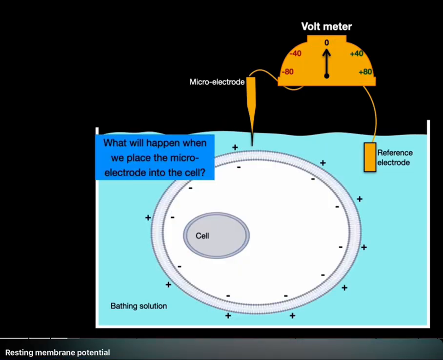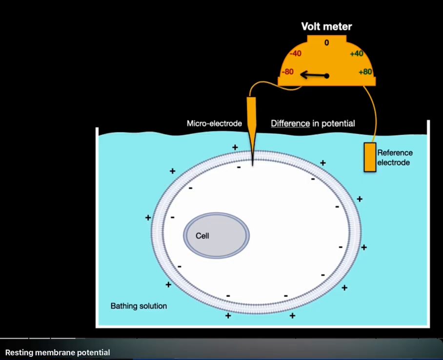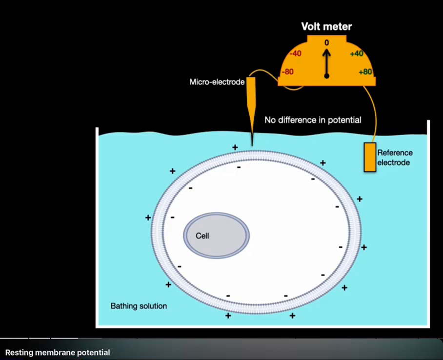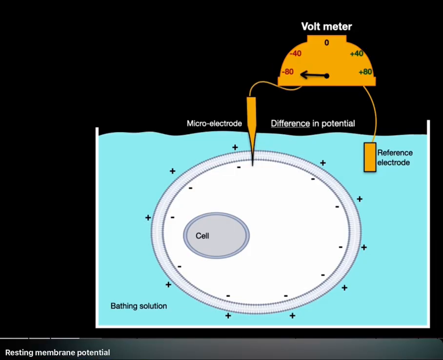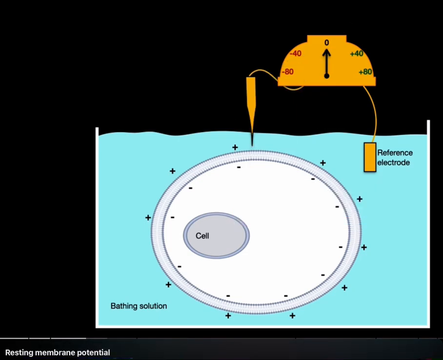Now, let's add a cell. And what will happen when we place the microelectrode inside the cell, with the reference outside the cell with that reference electrode? So you ready? There's no potential difference, but watch. Now there is a difference in potential. No difference because they're both outside, but as soon as you put it inside, that microelectrode measures a difference. The inside of a cell is more negative than the outside, and it registers as more negative on a voltmeter. So that is our resting membrane potential.